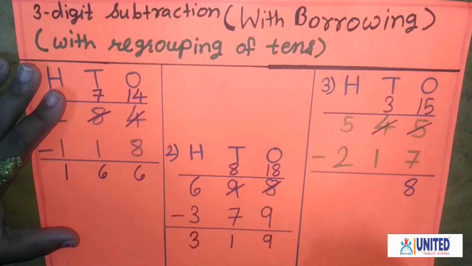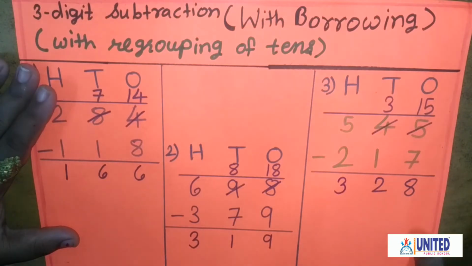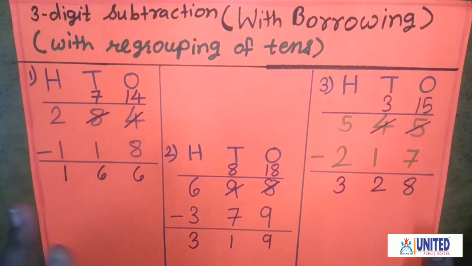Now 3 minus 1 is what? 2. And 5 minus 2 is what? 3. Done. So here we call it regrouping of tens because we are taking the borrow from the tens column. Okay, understand?